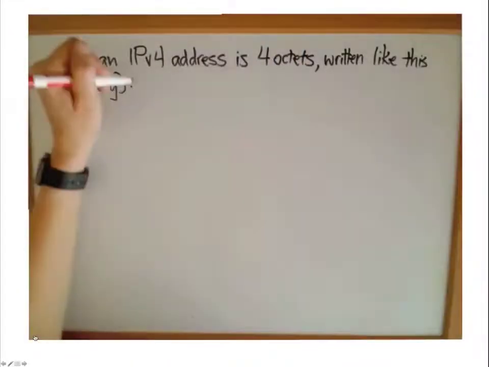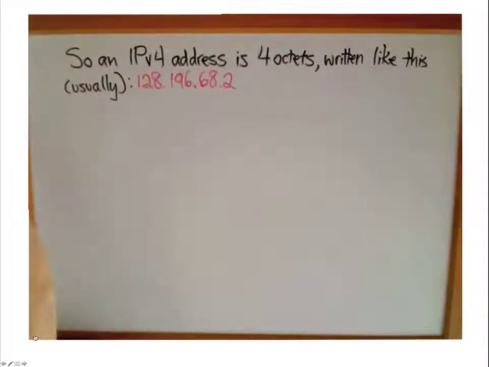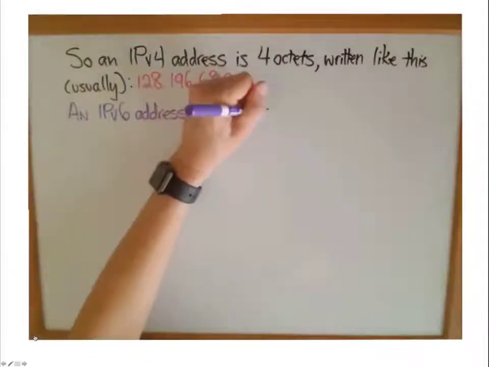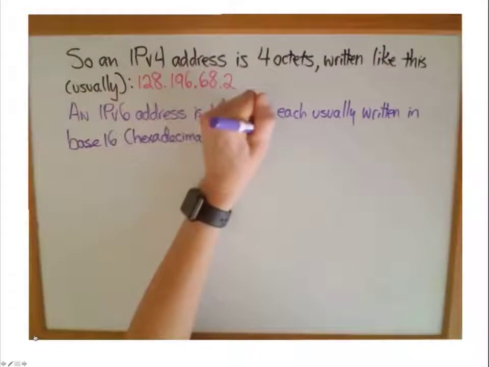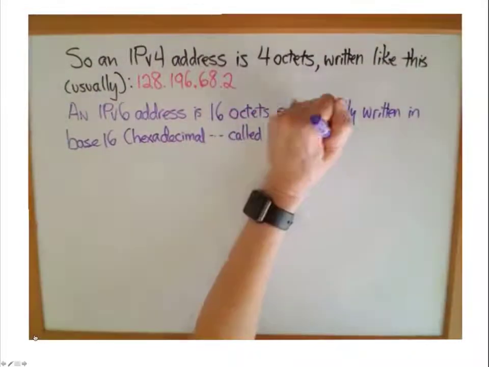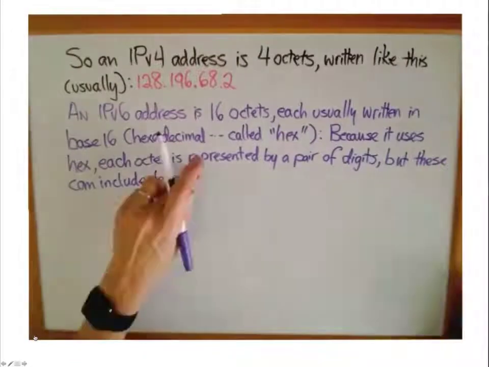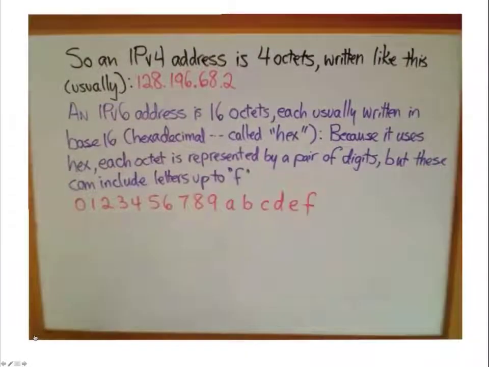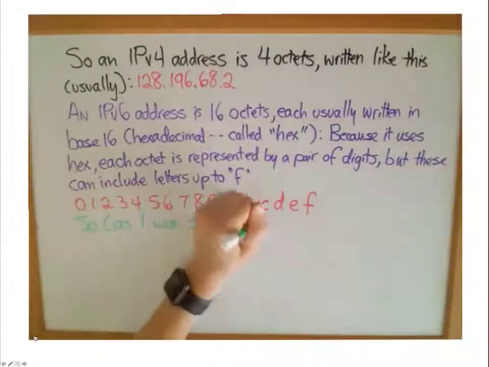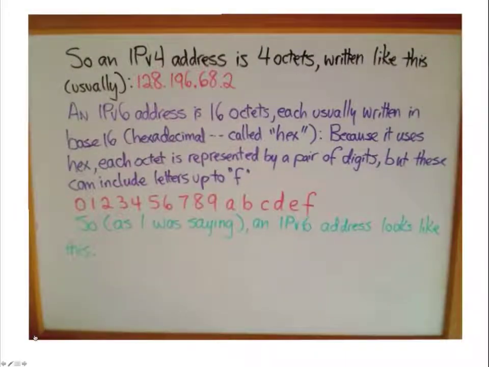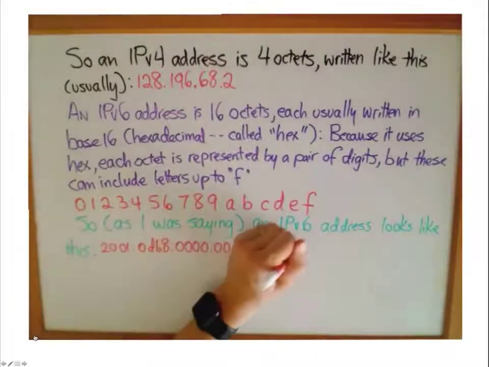So an IPv4 address is 4 octets, written usually like this. An IPv6 address is 16 octets, each written in base 16 or hexadecimal. Because it uses hex, each octet is represented by a pair of digits, but these include the letters up to F. So, as I was saying, an IPv6 address looks like this.